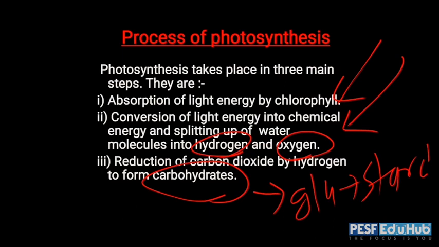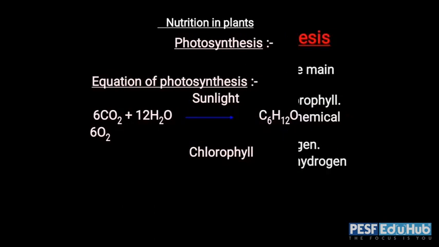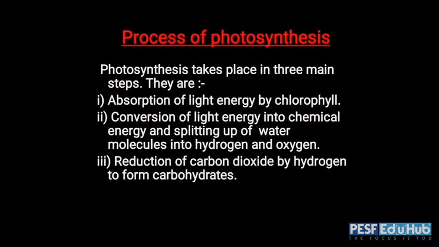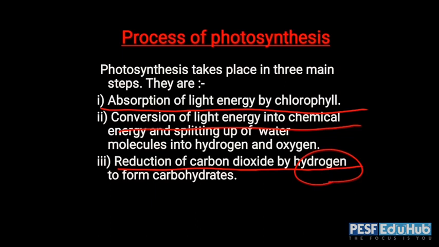The first step is absorption of light, the second step is conversion of light energy into chemical energy, and the third step is reduction of carbon dioxide by hydrogen to form carbohydrate. This hydrogen is obtained by splitting of water.